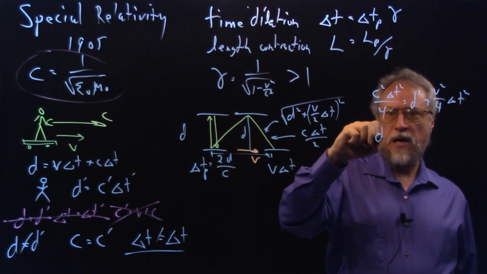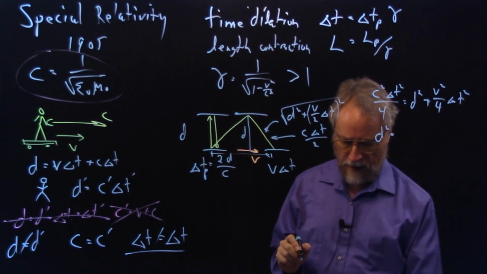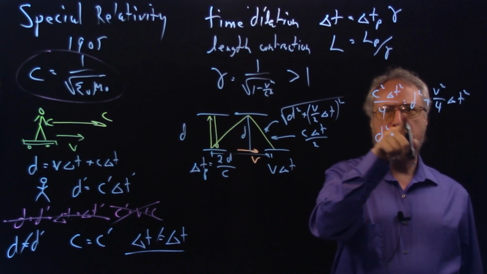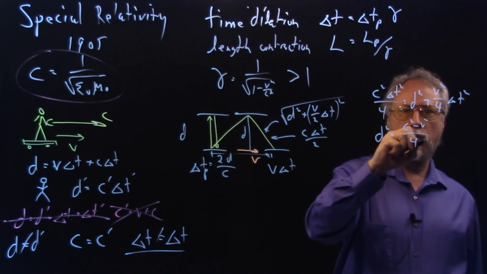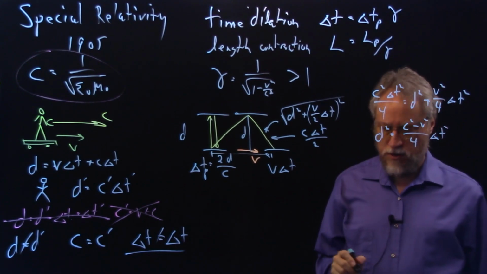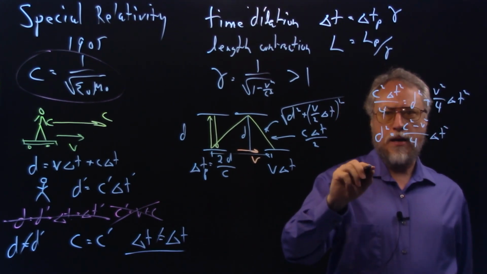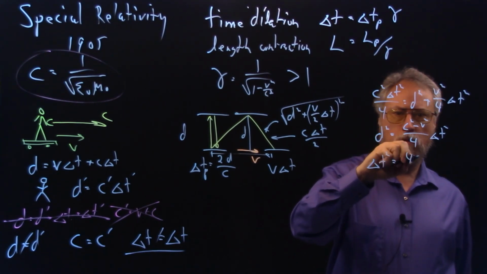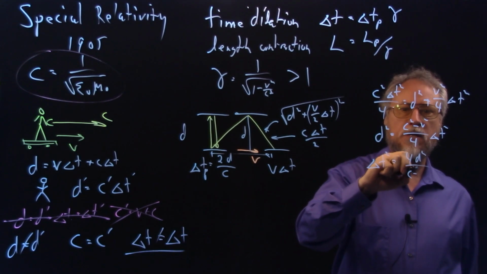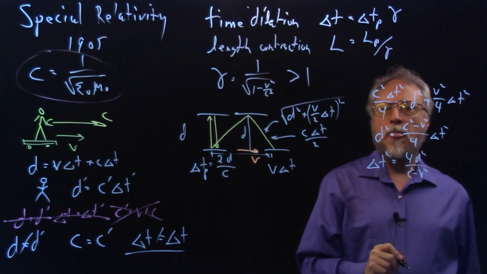Or I get my d squared is equal to c squared minus v squared over 4 delta t squared. Now I can solve for my delta t. Delta t squared is 4d squared over c squared minus v squared.